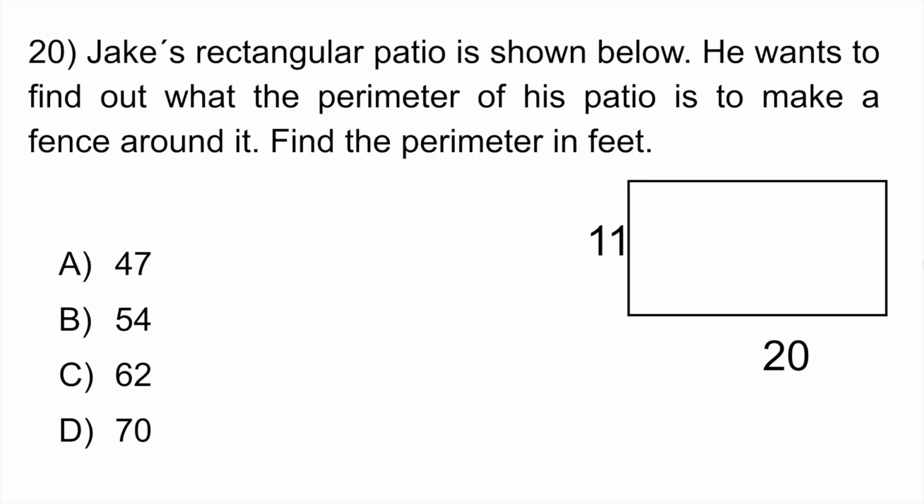Okay, so this question is a little bit of geometry. They tell us that Jake's rectangular patio is shown below. He wants to find out what the perimeter of his patio is to make a fence around it. Find the perimeter in feet.